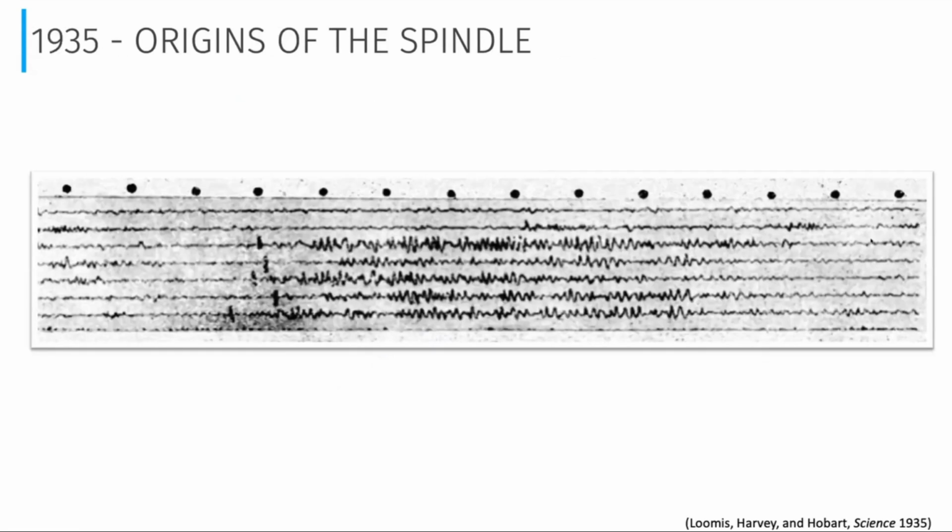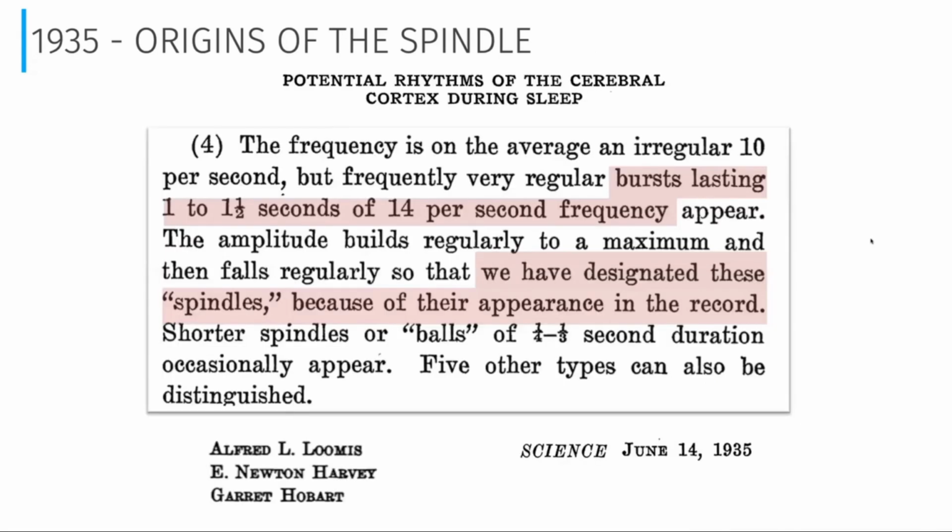But where did we get spindles from? Well, in the 1930s, Alfred Loomis and colleagues looked in EEG recordings and found this first report in 1935 and described them as these regular bursts at 14 hertz. And we've designated them as spindles because that's how they look. And they also found these things they called balls and also 5 other types of spindles that they could distinguish that they didn't really talk about.